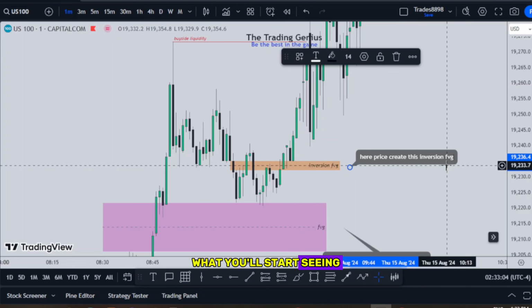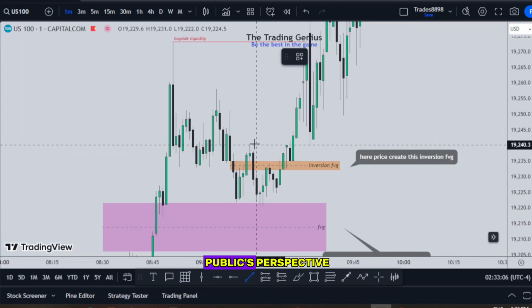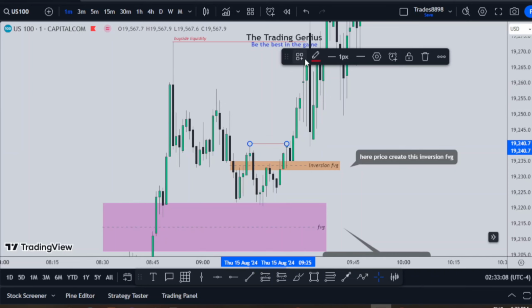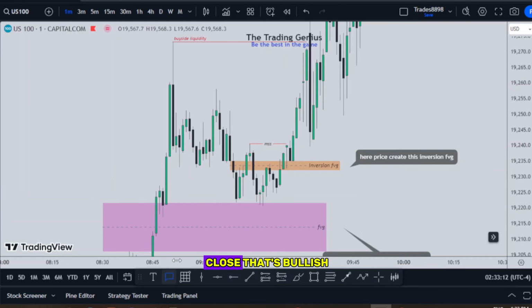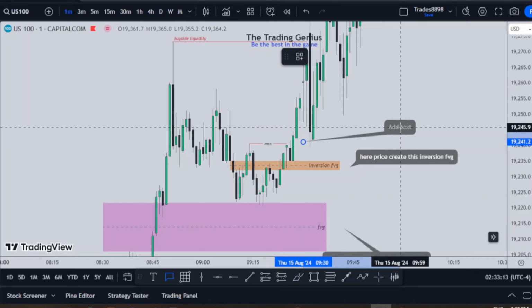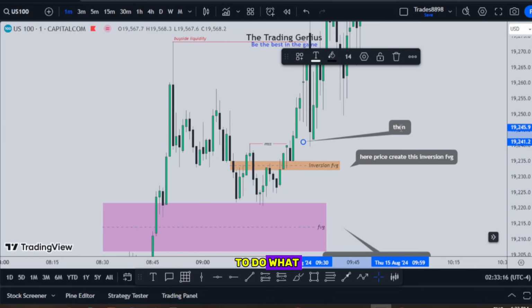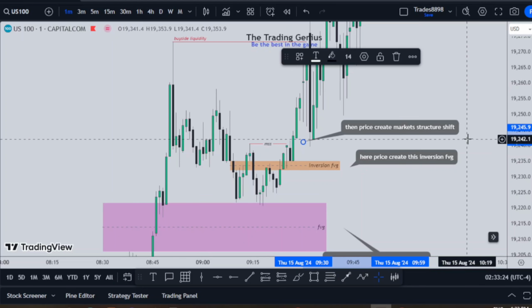Eventually, what you'll start seeing is that's measuring the public's perspective, because they see, oh, we opened up higher than the previous day's close. That's bullish. And they will want to do what? It's higher. It's strong. Let's buy it. Buy. And that's why I told you on Friday, I'm not interested in being long.